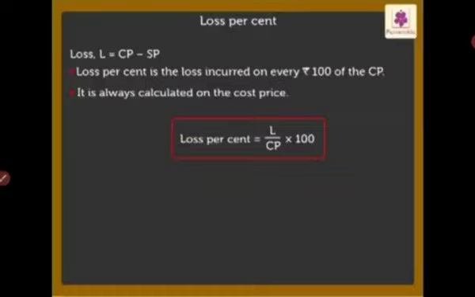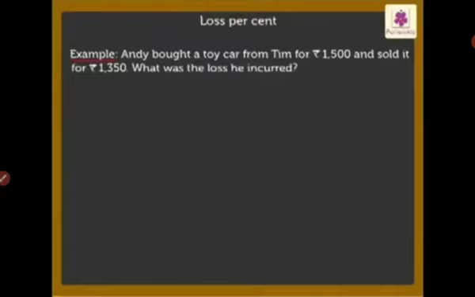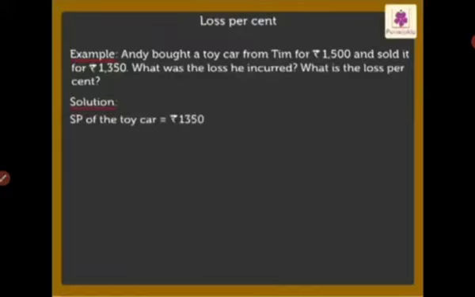Let's understand it in a better way by solving an example with Andy. Andy bought a toy car from Tim for 1500 rupees and sold it for 1350 rupees. What was the loss he incurred? What is the loss percent? Selling price of the toy car is equal to 1350 rupees. Cost price of the toy car is equal to 1500 rupees.